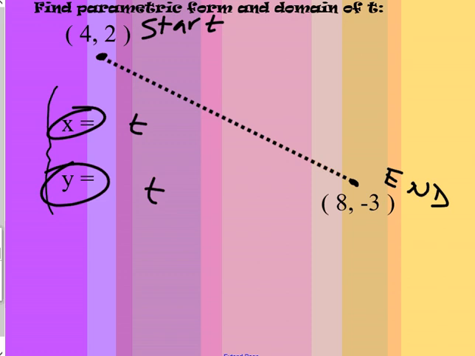If you're going to start here and end there, I'm going to help you zero in. Scribble out the 2, scribble out the negative 3. That'll help you just focus on the x's, which will help you focus on this equation. And I bet you can figure out what the equation would be that will get you from 4 to 8 using a t.